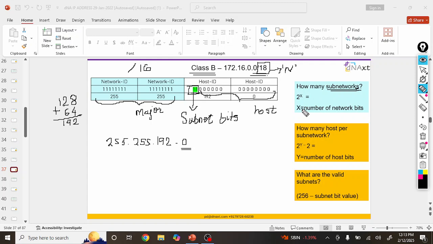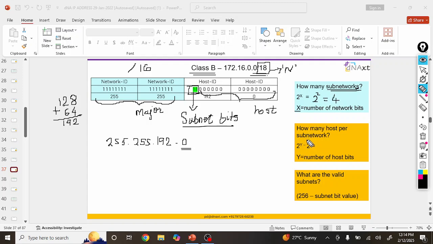Now let's find out how many subnetworks we will get. Since we have borrowed 2 bits, or we have 2 subnet bits in slash 18, the value of x is 2. So 2 to the power 2, so in total we will get 4 subnetworks.